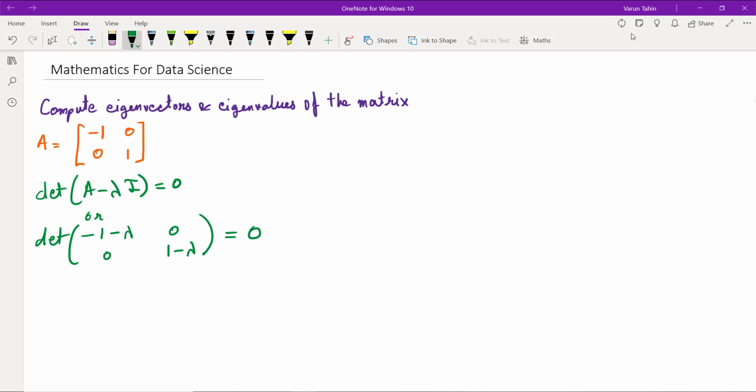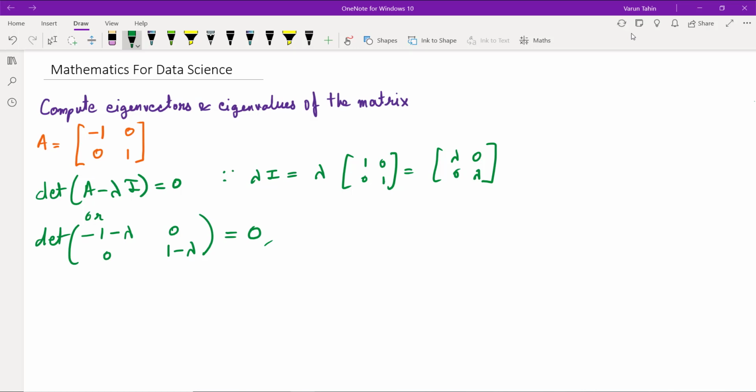Here what we have done is calculate the lambda I. Lambda I will be lambda times the identity matrix, which will be [lambda, 0; 0, lambda]. If we subtract this from A, we get this matrix. When we calculate its determinant, we have to equate it to 0, as the first step. Since this is the case, we will find the determinant.